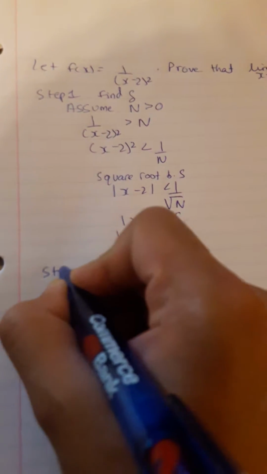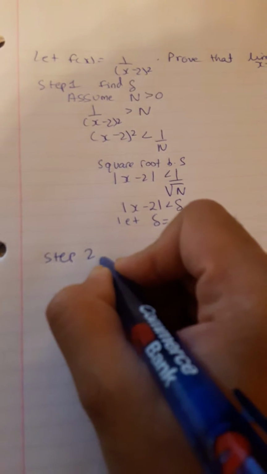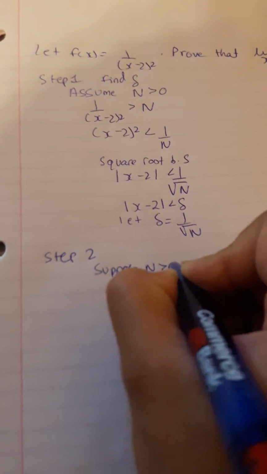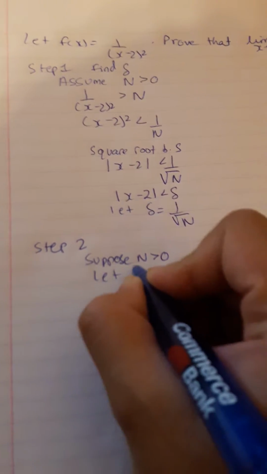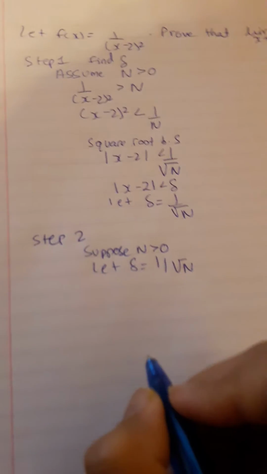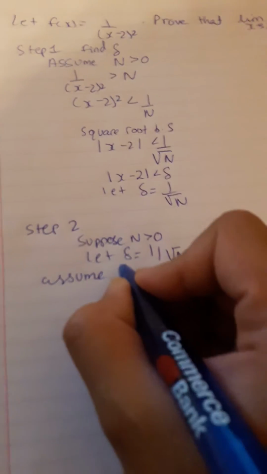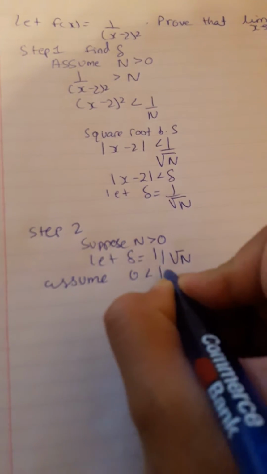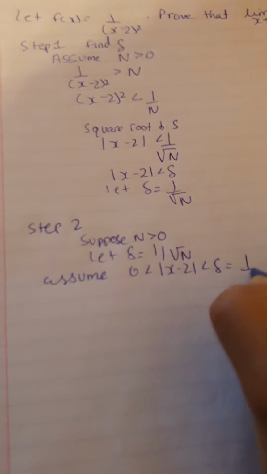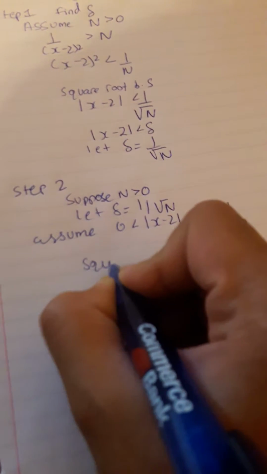So step 2 is to actually write out the proof. We're going to suppose that n is greater than 0. We're going to let delta equal 1 over the square root of n. We're going to assume that 0 is less than absolute value of x minus 2, which is less than delta, which is equal to 1 over the square root of n. So now we're going to square both sides.